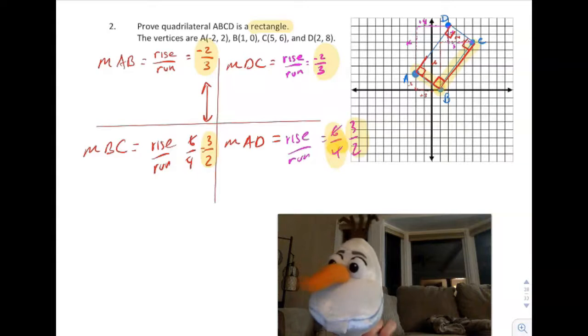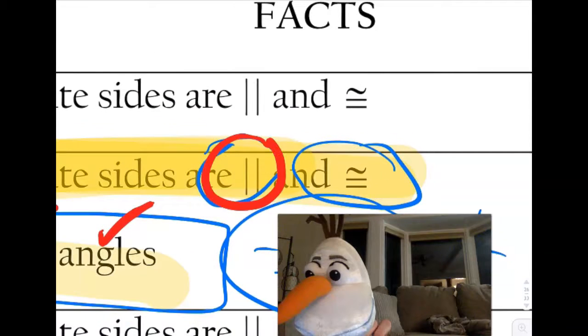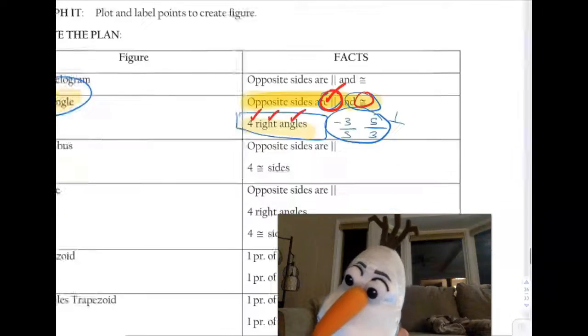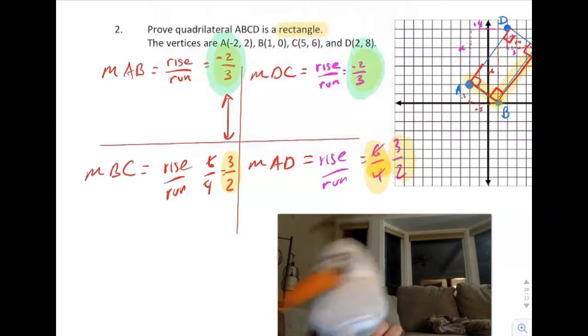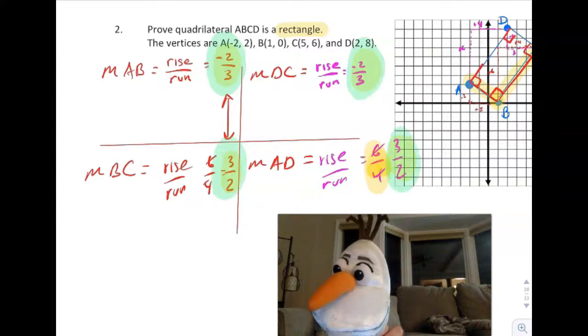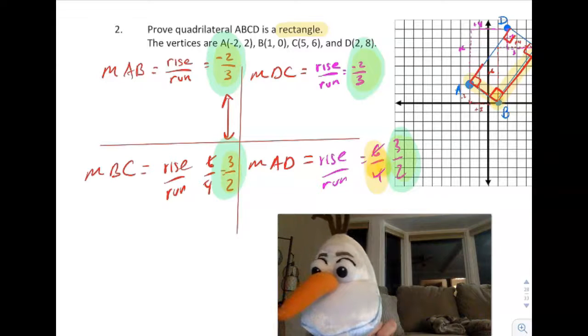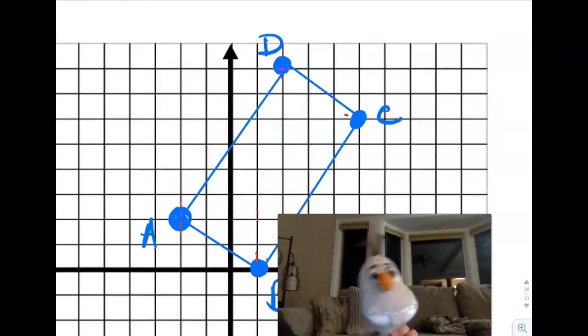2 sets of parallel sides. If you go back here, opposite sides are parallel. We'll get to this later. But we already know they're parallel because 2 of them are the same. So there's our 2 parallel slopes, and here's our other 2 parallel slopes. So now we've proven that we have 4 right angles, and we also know that we have 2 sets of parallel sides.